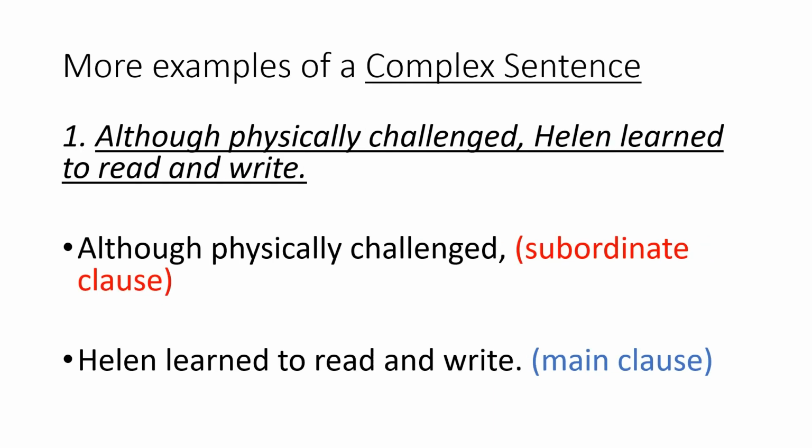Now let us go back to complex sentence and let me give you more examples of it. Let us read. Although physically challenged, Helen learned to read and write. Although physically challenged is the subordinate clause in the sentence. Helen learned to read and write is the main clause in the sentence. Helen learned to read and write can stand alone as a sentence. The sentence is composed of one subordinate clause and one main clause, so it is a complex sentence.